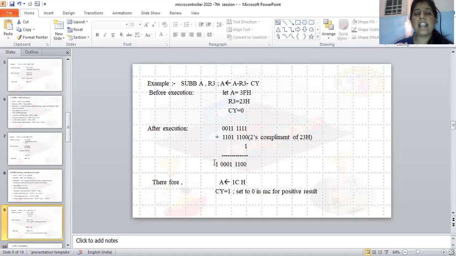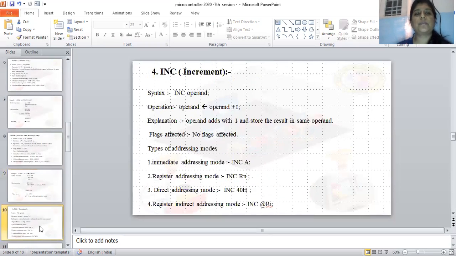That means that the carry will be equal to 1, and 1CH will be stored, or copied, into the accumulator register.